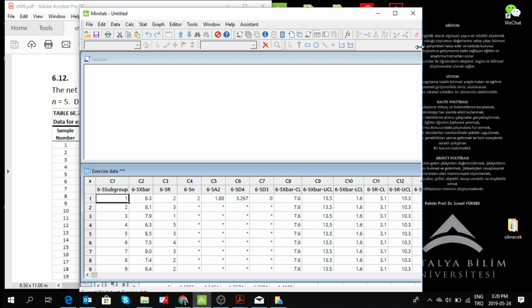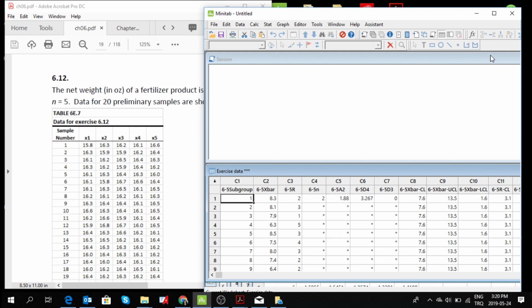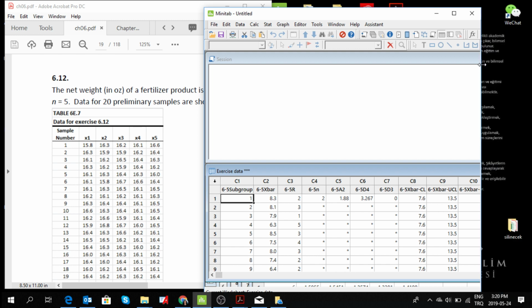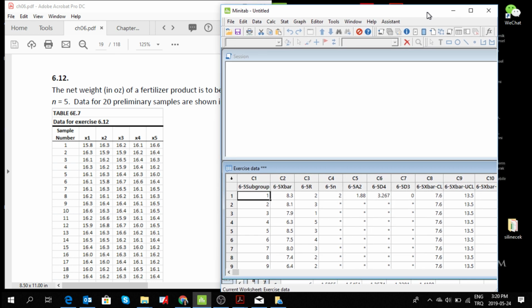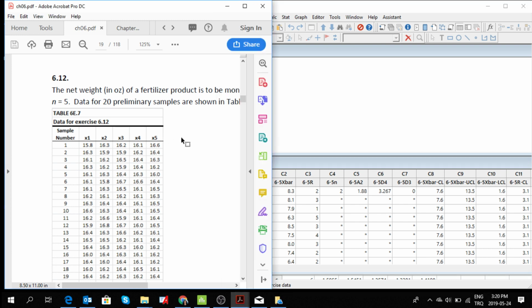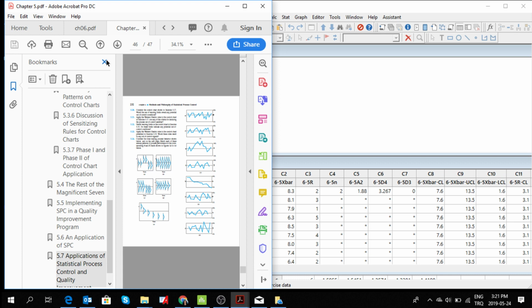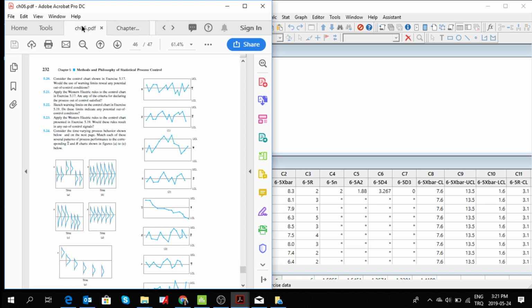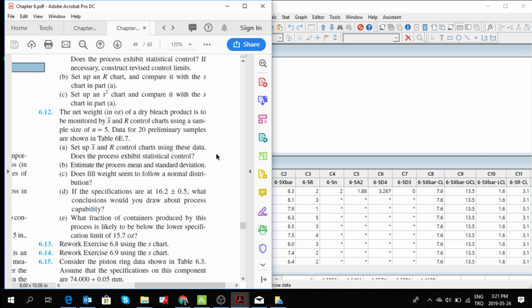I'm trying to make room here for both the question and also the Minitab screen. What we could do is make it a little bit larger. Okay, so I'm going to first read the question to you. Okay, this is the question.